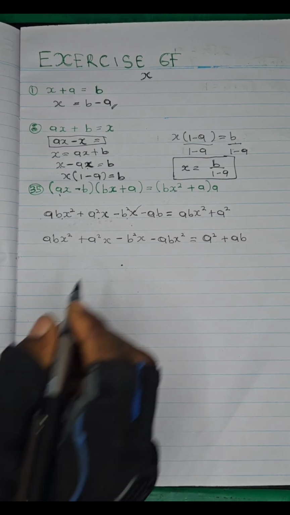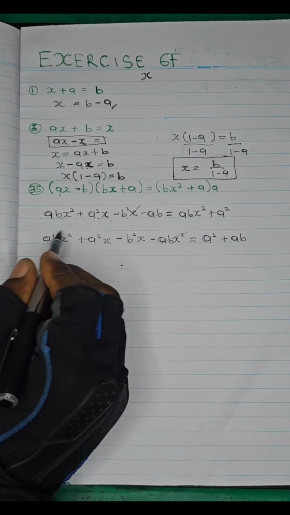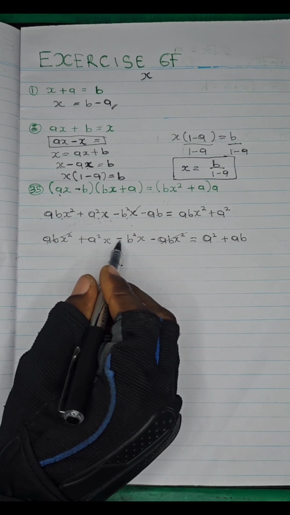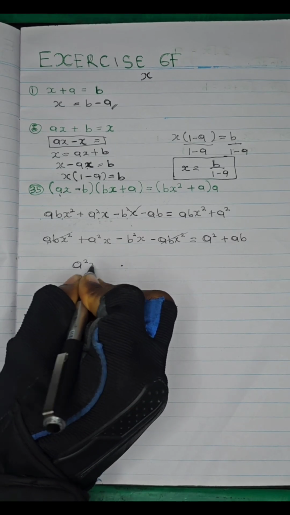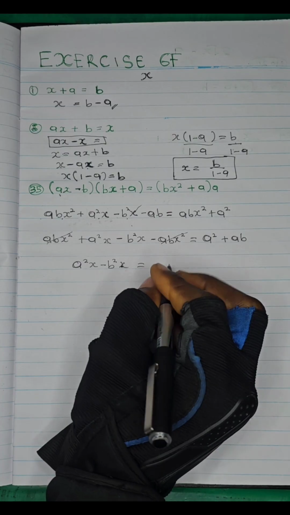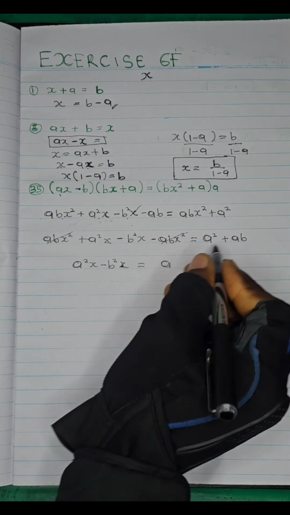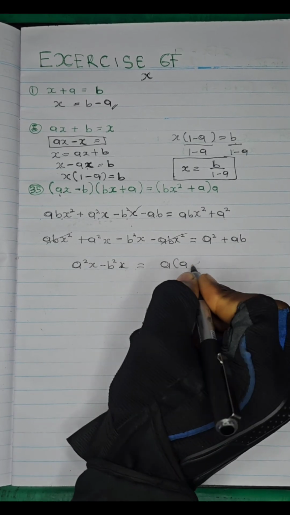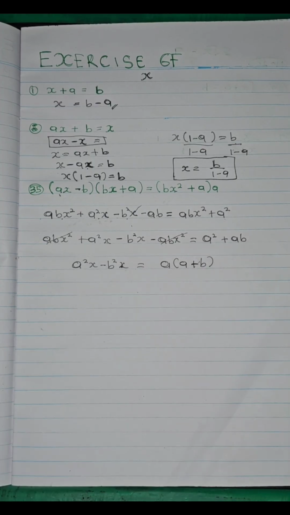Are we together? So the first thing now, we are going to solve out for this. abx squared minus abx squared, the two will cancel out. Another thing again, a squared x and b squared x. So we are now left with a squared x minus b squared x is equal to, all together. In this case, we have something like a. Let's take out the a here. a divided by a, we have a. ab divided by a, you have plus b. This is the expression we get.